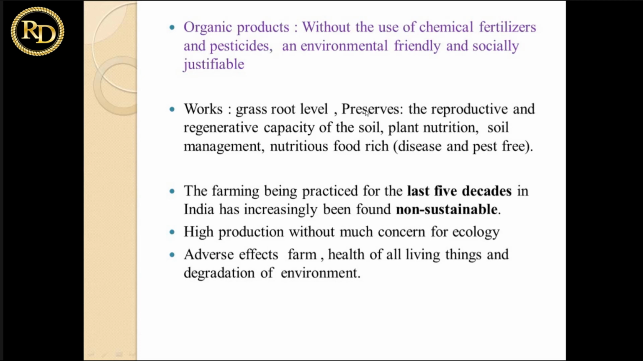So non-sustainable agriculture has an adverse effect on the farm. It has an adverse effect on the health of all living things, because we use many chemical materials in the field, and indirectly the residue is left behind and comes into the food chain, and it is going to hamper the health of human beings, and at last the degradation of the environment also. That's why we are not interested in non-sustainable agriculture. We are interested in sustainable agriculture, and that's why we go for the organic system or organic farming.